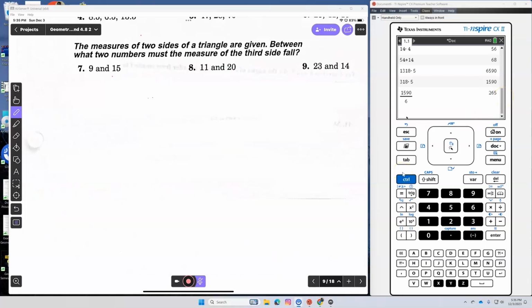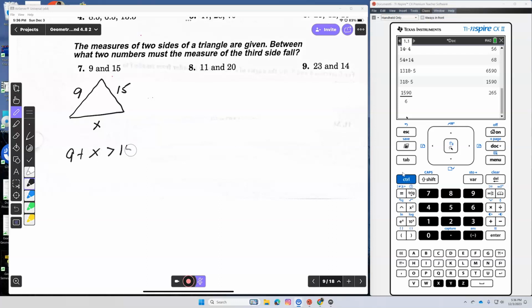So in this part of the assignment, we have to figure out the range in which the third side can fall. The measures of two sides of a triangle are given. So let's say you have a triangle, and this side is 9, this side is 15, and this side is x. Let's suppose that 9 plus x are the shorter sides. So the first combination is 9 plus x is greater than 15. So x would definitely have to be greater than 6, because you subtract 15 minus 9, which gives you 6. So x would have to be greater than 6.